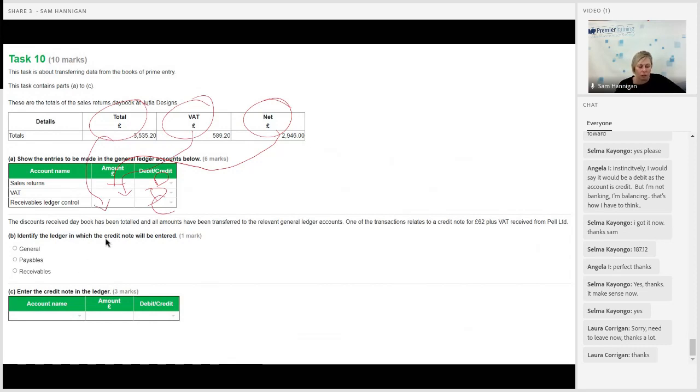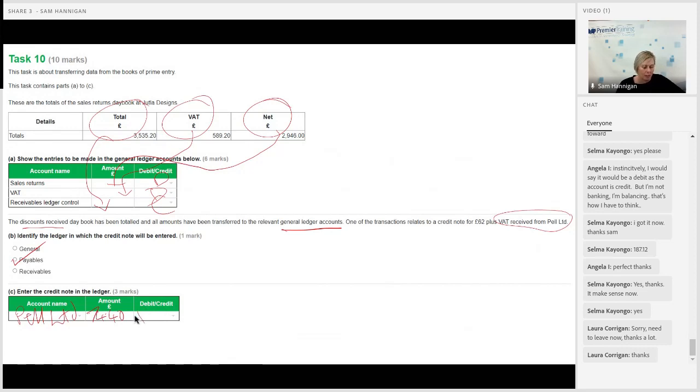Identify the ledger in which the credit note will be entered. So it says discounts received. All the amounts have been transferred to the general ledger, so main ledger accounts are done, but you've got to do something in Pell Limited. Okay, £62 plus VAT. Well, it's discounts received, so it's got to be a payable, because trade payable. You've got to put in Pell Limited, and the amount is 62 plus VAT, so it's 74.40.